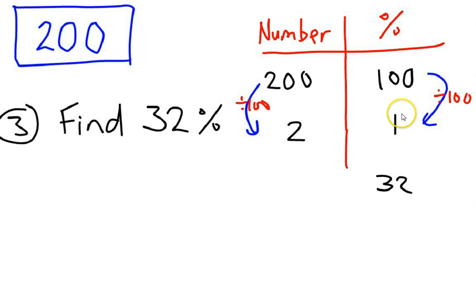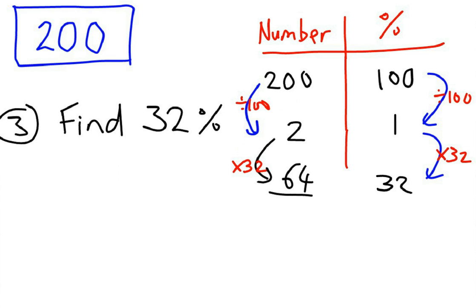Now, looking over this side, I've got 1%, and I want to use 1% to find 32%. So I need to multiply through, in this instance, by 32. If I've got 1 and I multiply it by 32, I will have 32. And this is, once again, exactly what I need to do on the other side. So I'm going to times this side by 32. I can see that 2 times 32 gives me 64. So 64 is 32% of 200.